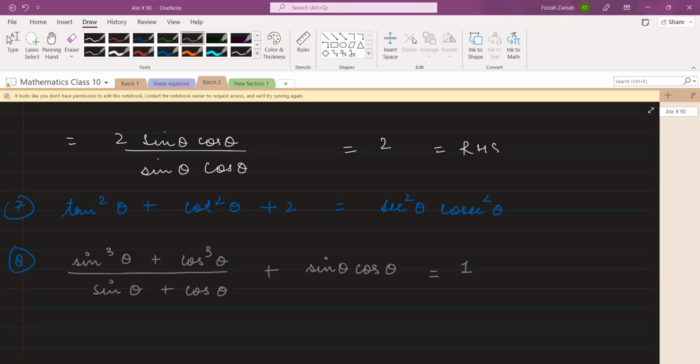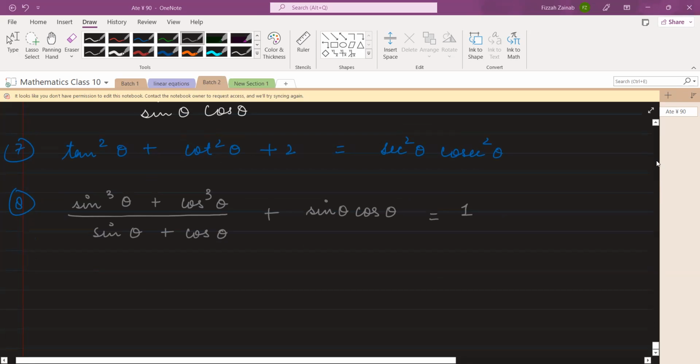The seventh question. Everybody finished? Someone, have you finished? Yes, Emma, unmute yourself. No, ma'am. Seventh was easy. Just convert this into sine and cos and take LCM and solve it. Hamna, can I hear you? Okay, I'm solving the seventh question.